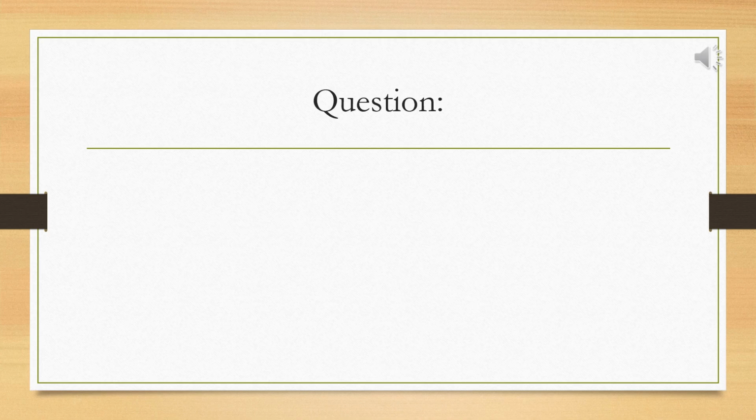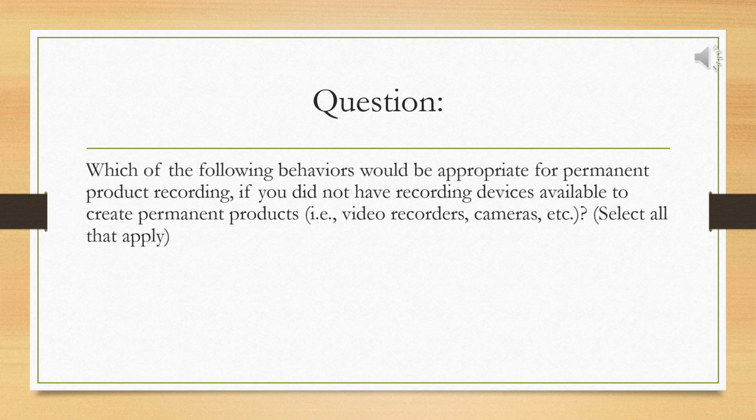The following is a question that you should write down in your homework packet. Which of the following behaviors would be appropriate for permanent product recording if you did not have a recording device available to create a permanent product, such as cameras or video recorders? You should select all that apply.